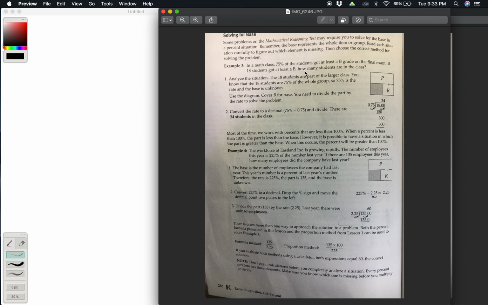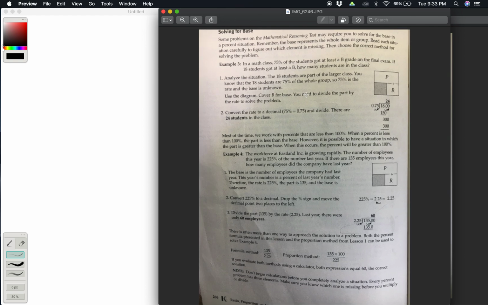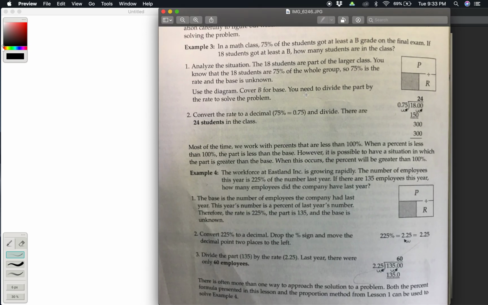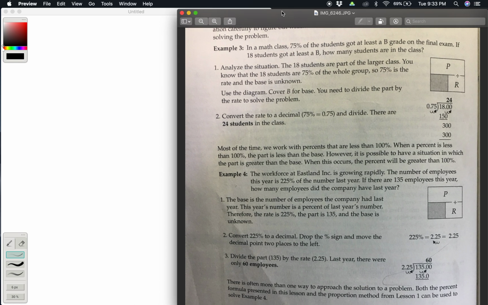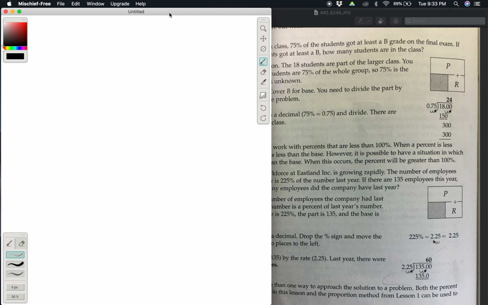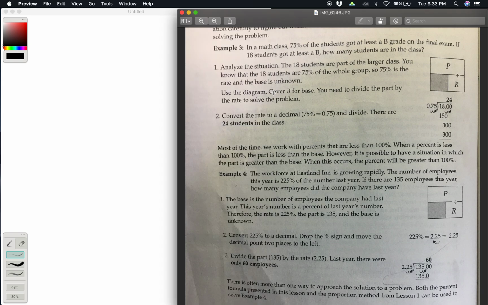Solving for the base. Hip hip hooray. Who doesn't like to solve for the base? I know I don't. Oh wait, I'm not supposed to say that. I know I do. My bad. Just joking. Little humor.